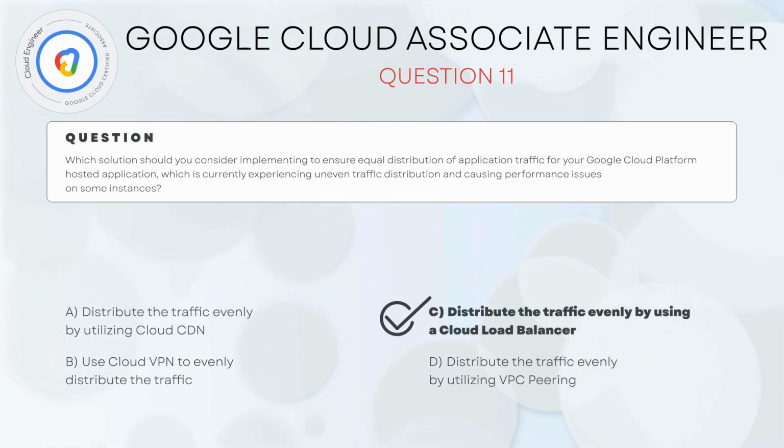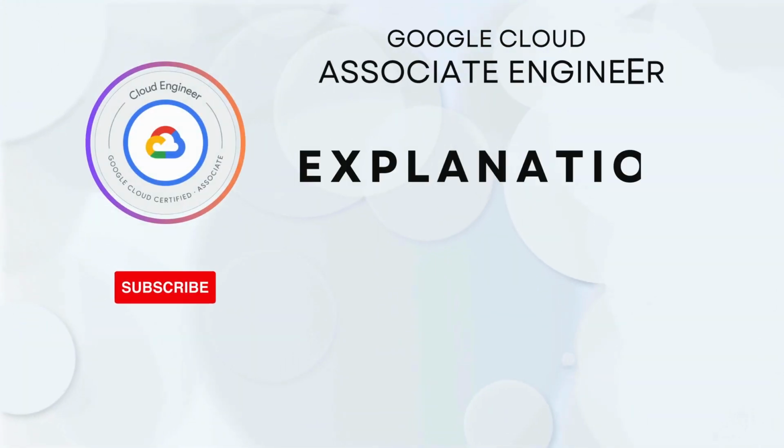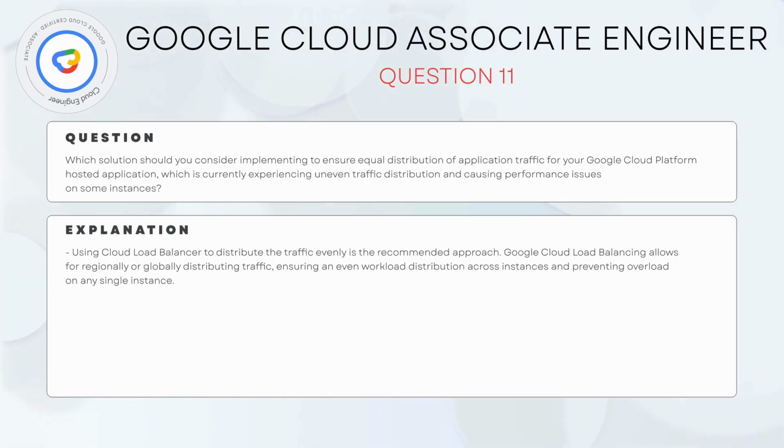Correct answer: C. Distribute the traffic evenly by using a cloud load balancer. Explanation: using Cloud Load Balancer to distribute the traffic evenly is the recommended approach. Google Cloud Load Balancing allows for regionally or globally distributing traffic, ensuring an even workload distribution across instances and preventing overload on any single instance.